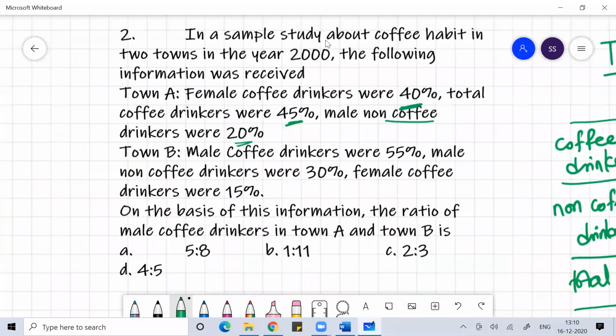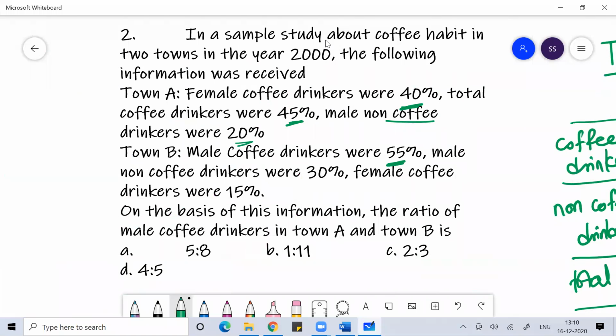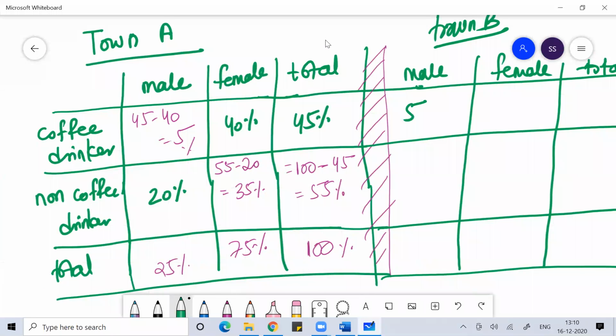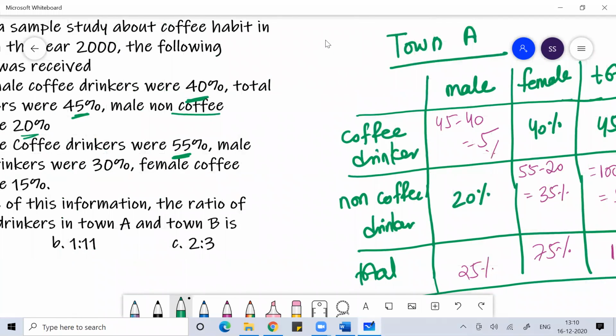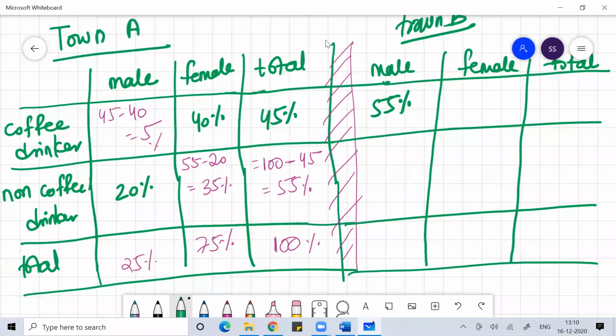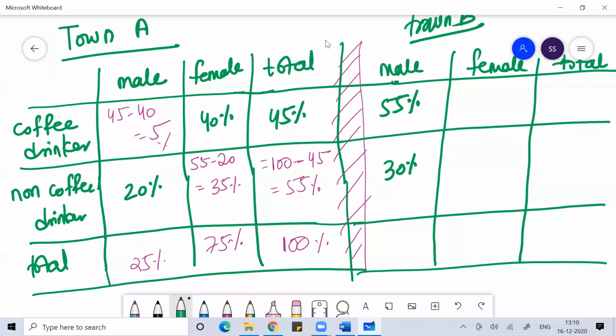For town B, what is given? Male coffee drinker 55%. Male non-coffee drinker 30%. Correct answer, Pavitra. So male coffee drinker 55%, male non-coffee drinker is 30%. So the total male is 85%. I don't think anyone may have doubt with that.